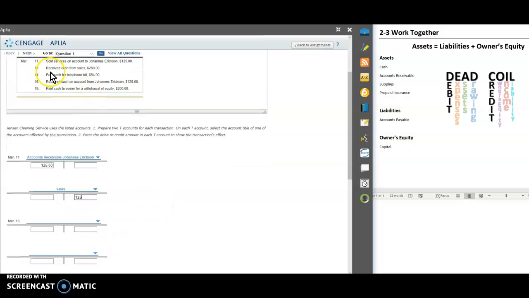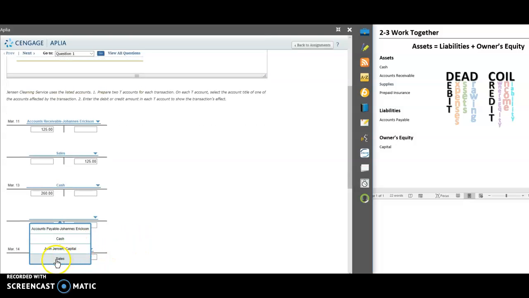All right, next transaction. On the 13th, we received cash from sales. So this time we actually received cash for making a sale, so your cash is going up. Cash is an asset, so the debit, the normal balance, is cash for $260. Received cash from sales, so your credit is going to be for sales. And again, it's $260. The numbers that you use here are always the same, and you always have to have one debit and one credit. And you just write the debits first. That's just the proper way to do accounting.